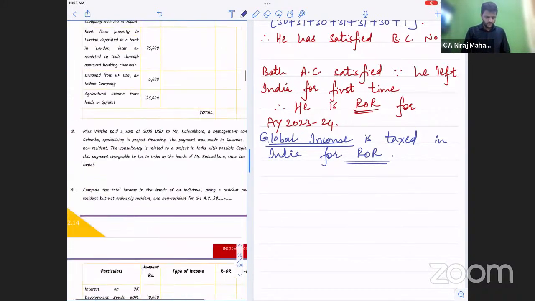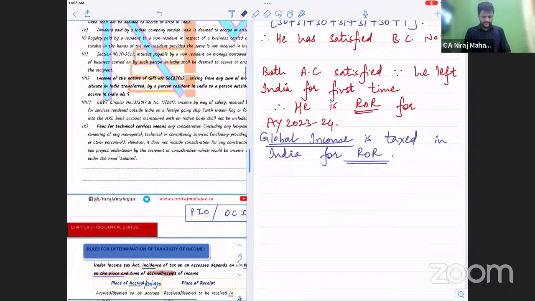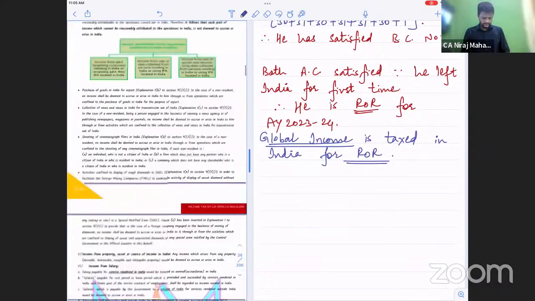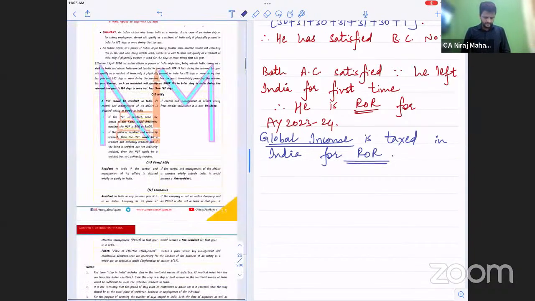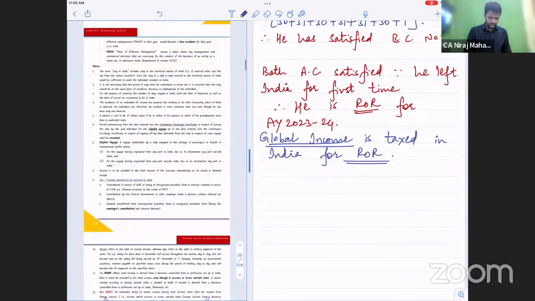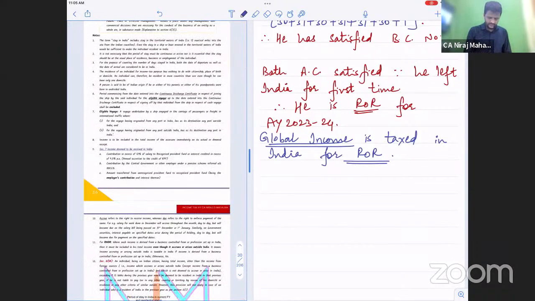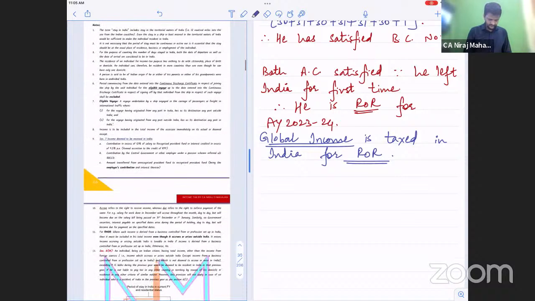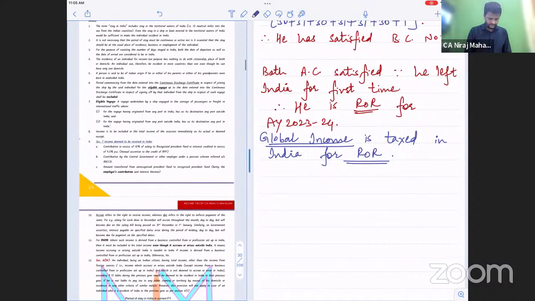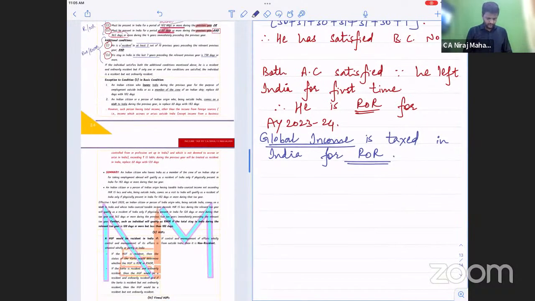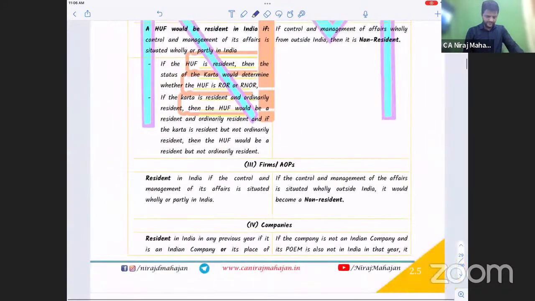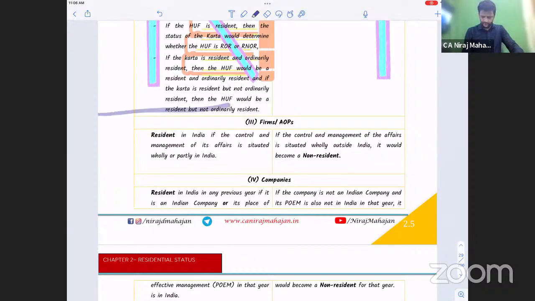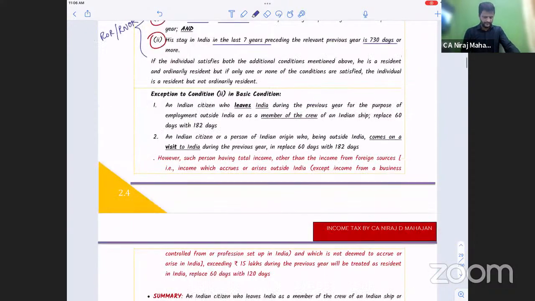For your homework, just read HUF, company and firm. This much, I'll tell you where it is. Generally, you can read theory and come till here only, but don't read the barat part. You'll go mad. You'll read from 2.5, from firm and AOP. Whatever is there in between, just leave it.